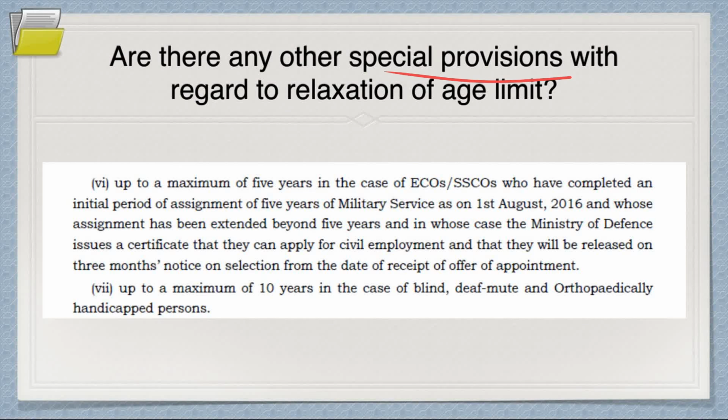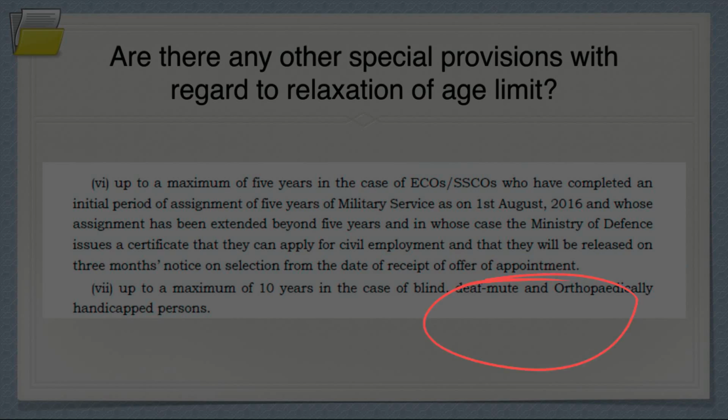Are there any other special provisions? The last point in this is up to a maximum of 10 years in case of blind, deaf-mute and orthopedically handicapped persons, and up to a maximum of 5 years in case of ECOs, SSCOs who have completed an initial period of assignment of 5 years of military service and whose assignment has been extended. So this is the entire case, and you can go through that.